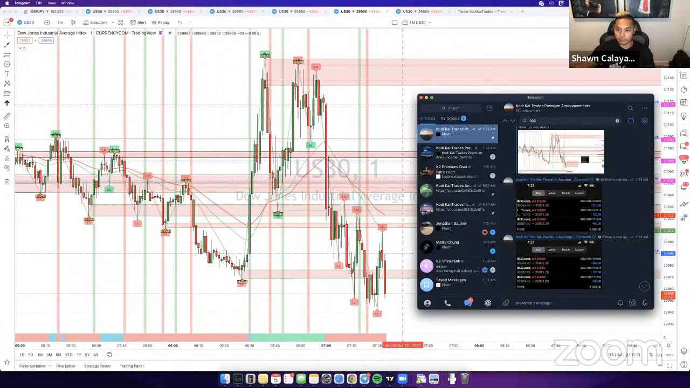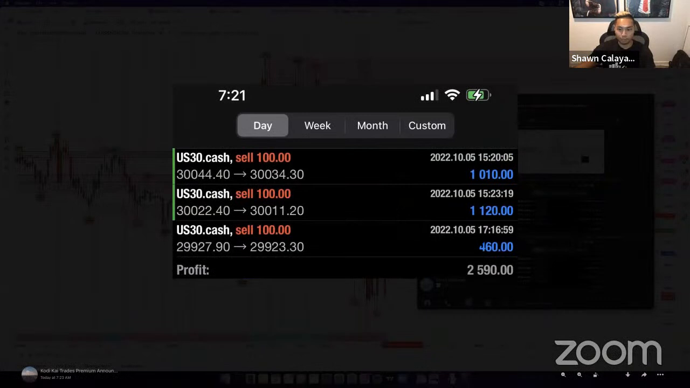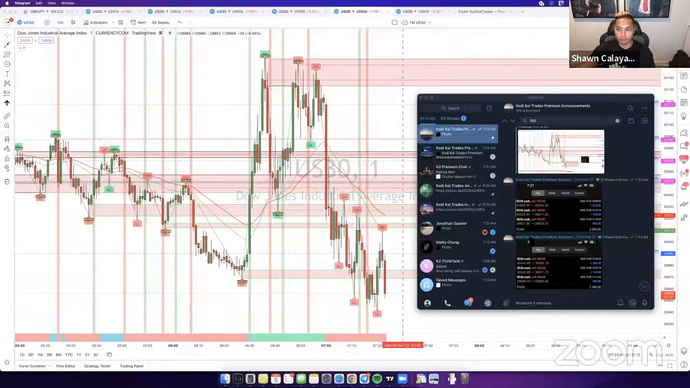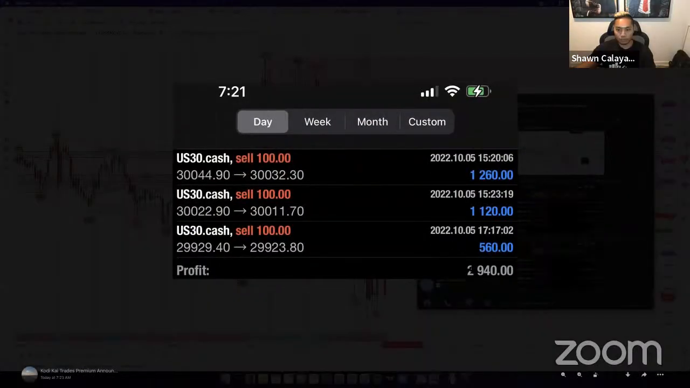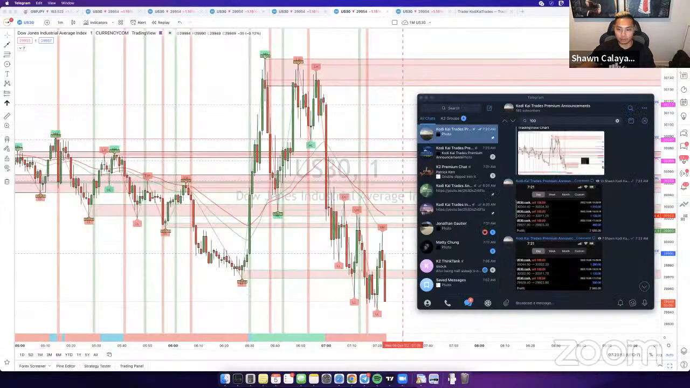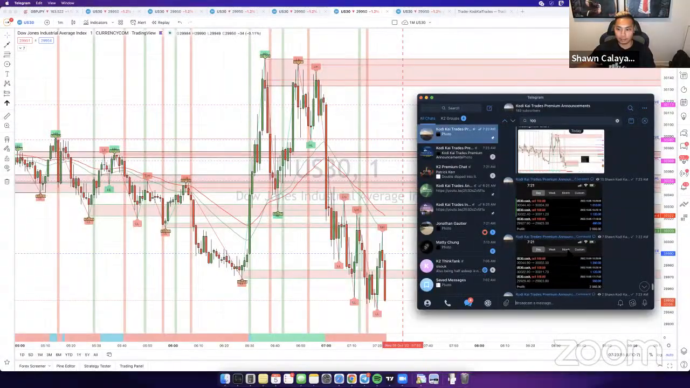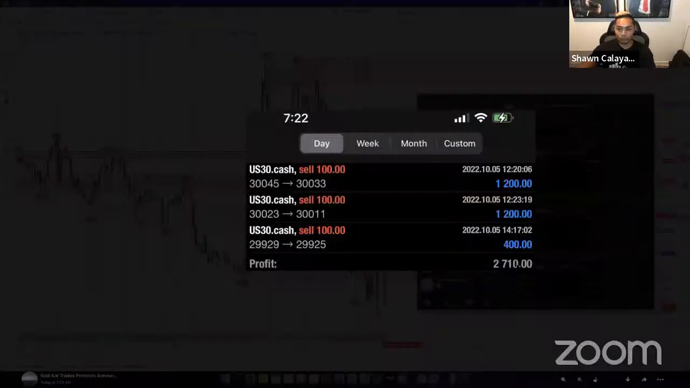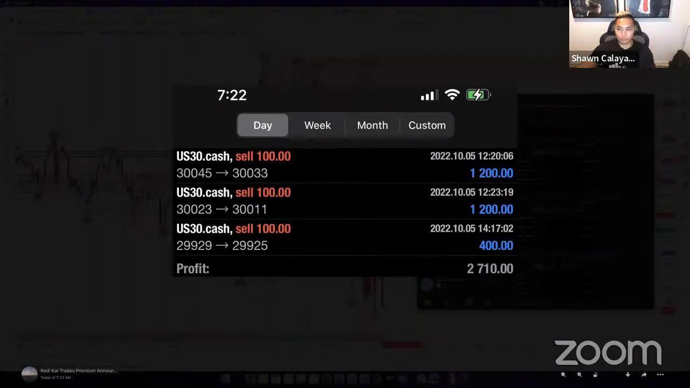So here's my main account. You can see the green strips, which hit my full TP. I locked in 460 off this account. This is my main one. Here's my copier. I locked in 560, total profit of 2,940. First account, 2,590. Third account over here, my TFF, locked in 400, total profit of 2,700.